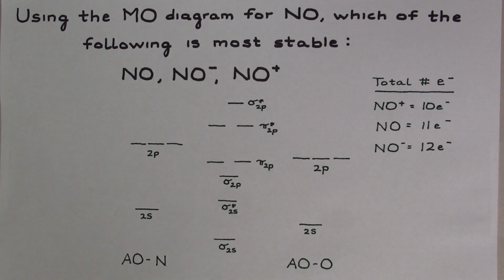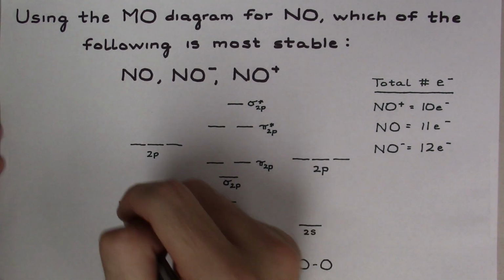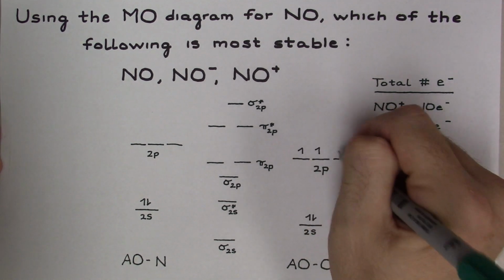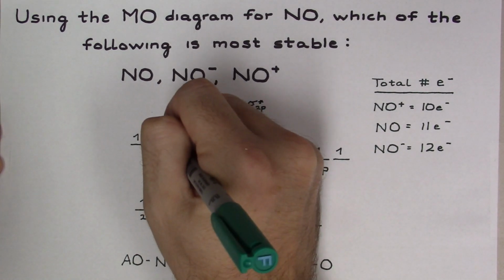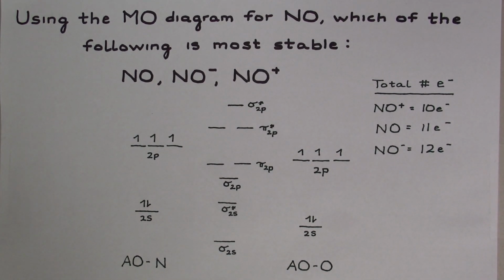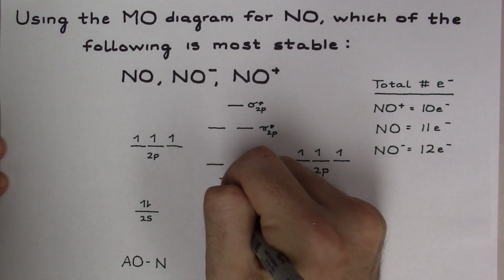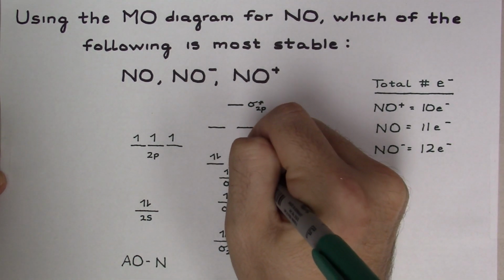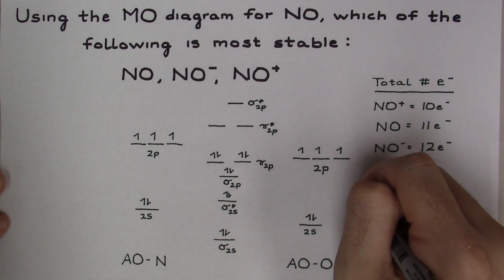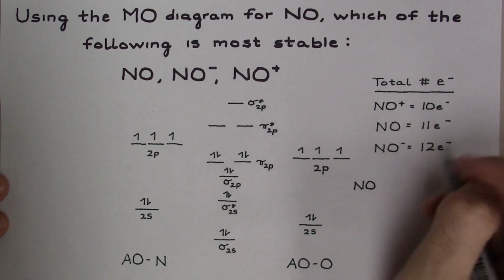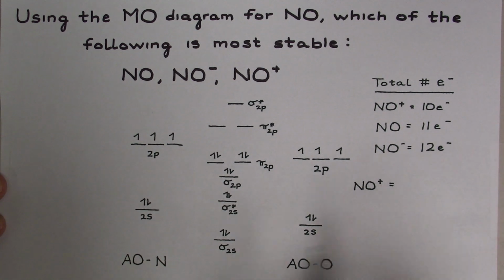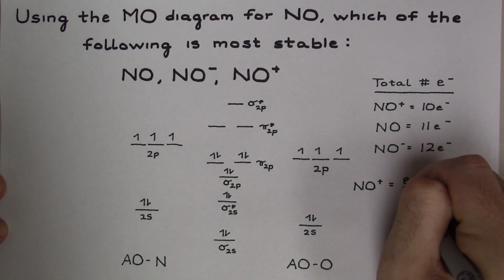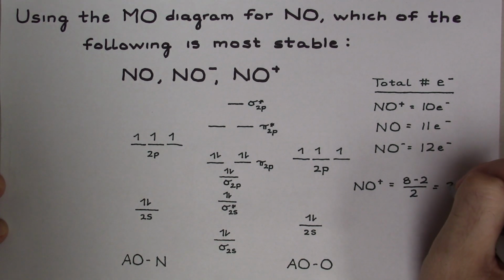So first thing we want to do is start with our NO plus, which has the fewest number. So we are going to populate our atomic orbitals to then fill our molecular orbitals. I have 10 total valence electrons, and I start to populate our molecular orbitals. Here are my 10 valence electrons in my molecular orbitals. So let us determine the bond order for our NO plus species. I have 2, 4, 6, 8 bonding electrons. I will subtract the 2 antibonding coming from the sigma star 2s, and I get a bond order of 3.